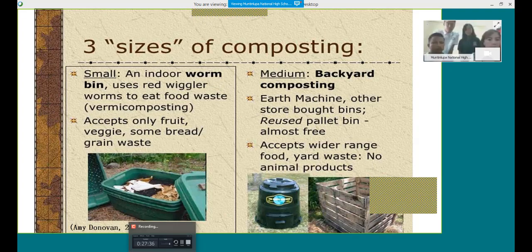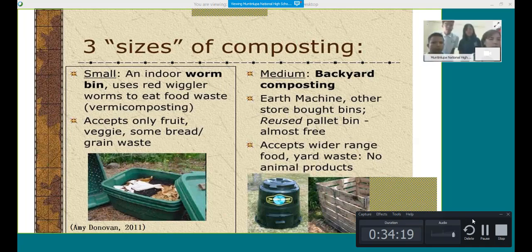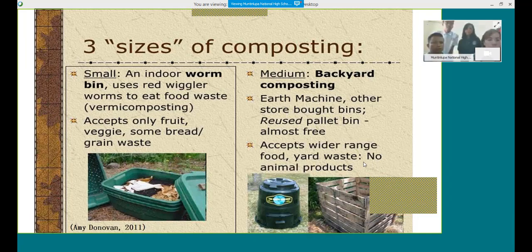Inside of composting bins, we have the small, medium, and the large one. For the small, an indoor worm bin uses red wiggler worms to eat food waste, that is vermicomposting. It accepts only fruit, veggie, some bread, or grain waste. A container for a compost pile should be located on fairly level ground, preferably in the sun, to facilitate heating the pile. It should be constructed of material that does not restrict airflow, such as mesh wire or louvered boards.